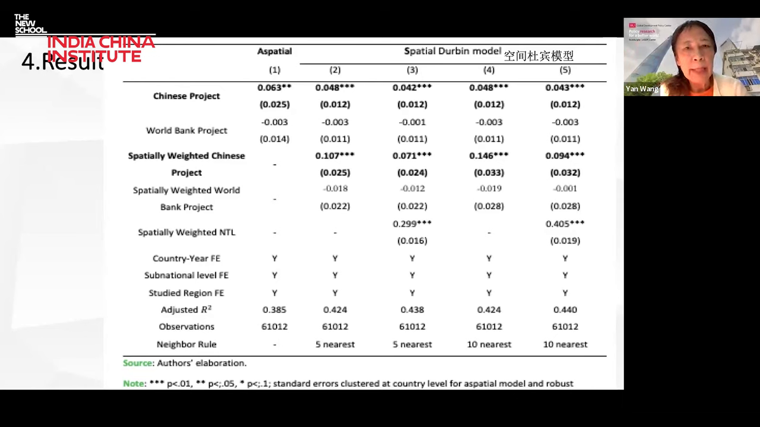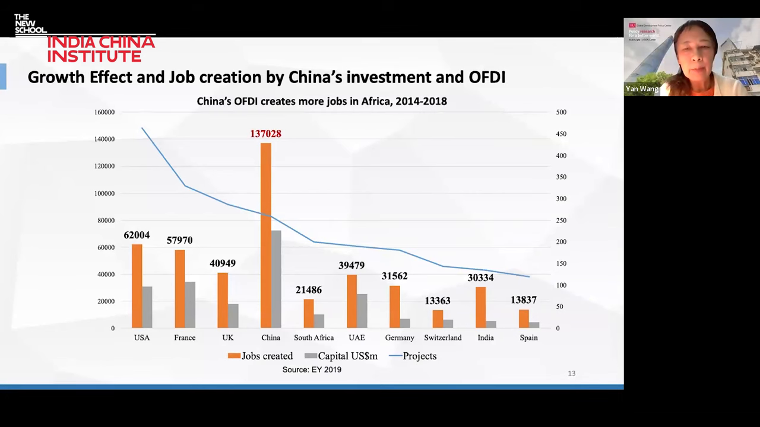And then spatially weighted Chinese projects also have a positive and significant impact on the nighttime lights after controlling for all these variables, including the World Bank projects, which have a negative, insignificant impact on the nighttime lights. And we controlled for county, year, and subnational level fixed effects, etc. So basically we found that Chinese projects not only have a direct impact locally, but also have a spillover impact on neighboring counties and regions.